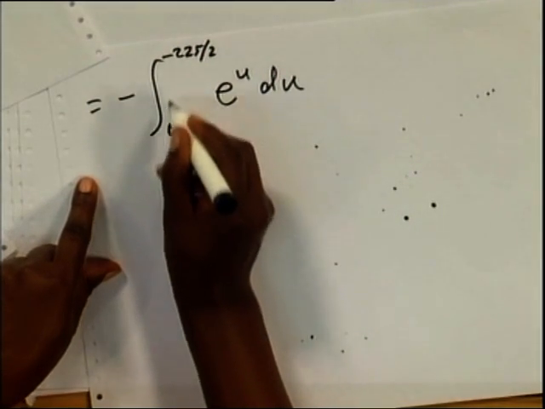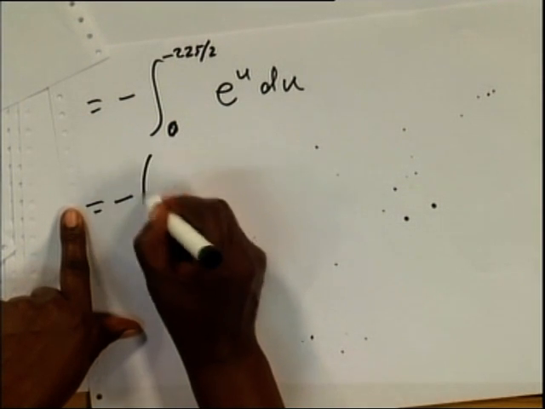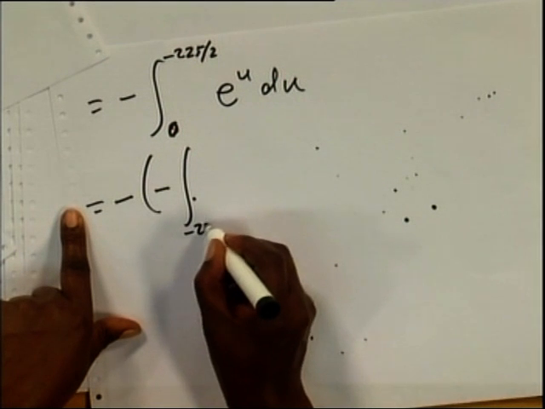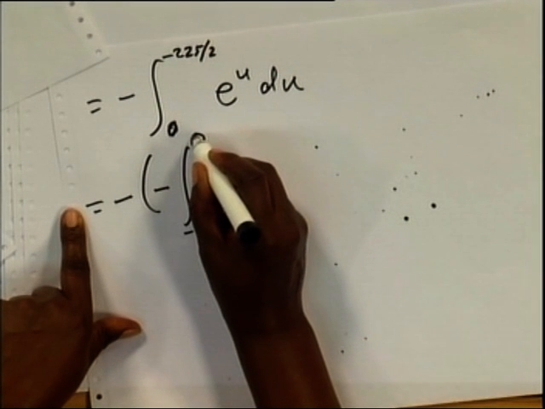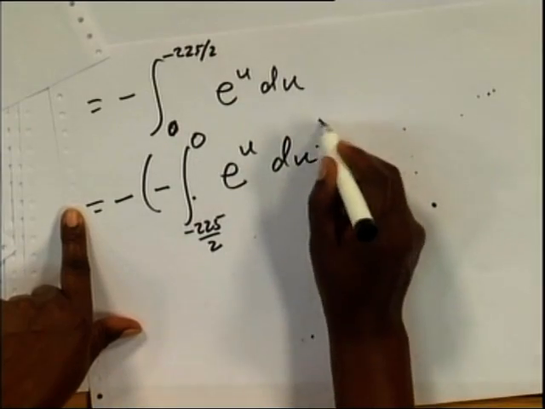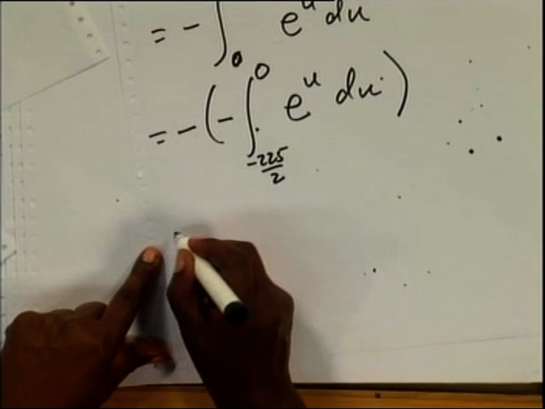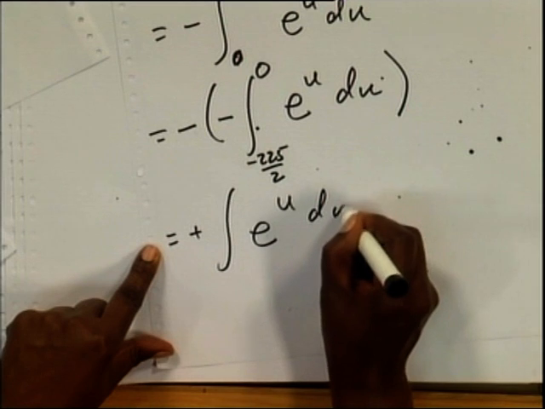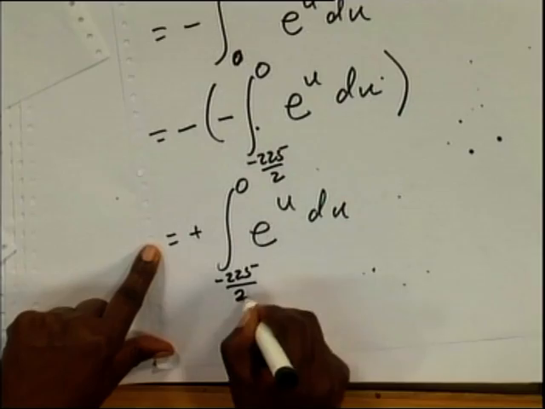To put these limit values in the standard form, I'm going to say minus, this minus comes from here, minus, change the integral, this minus 225 over 2 goes at the bottom. Then 0, which is greater than this one, goes on top. Leave my e function as it is. Now, I'm going actually to integrate a positive function now. So it's going to be plus the integral of e to the power u du from minus 225 over 2 to 0.